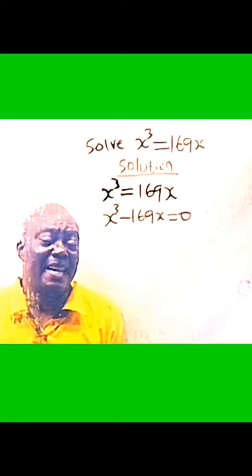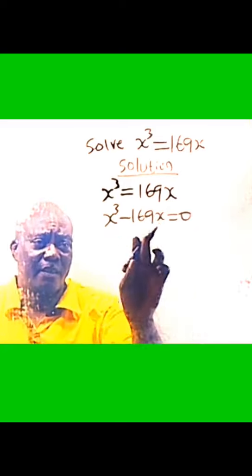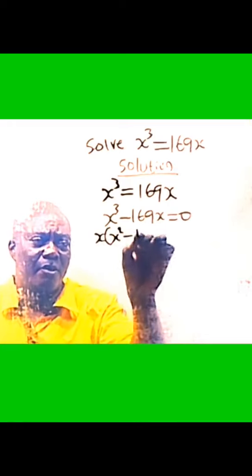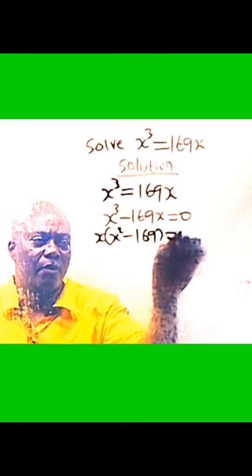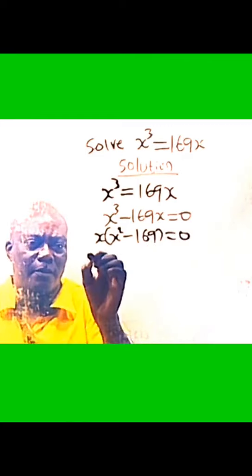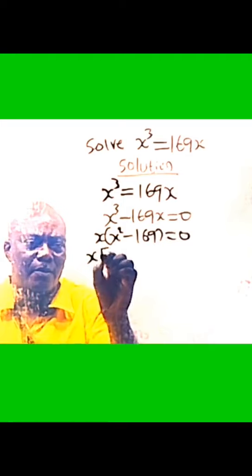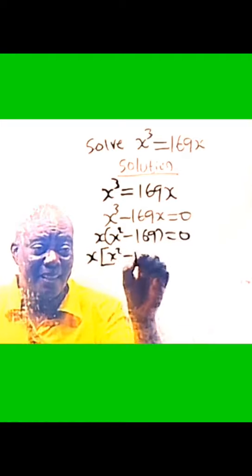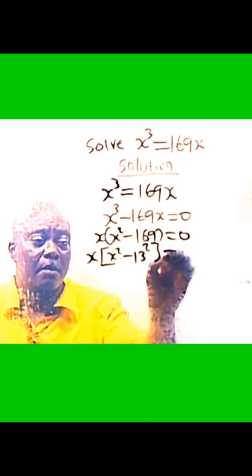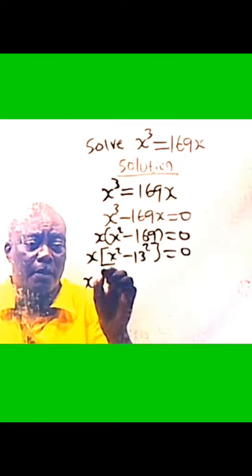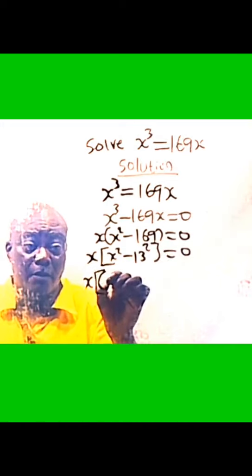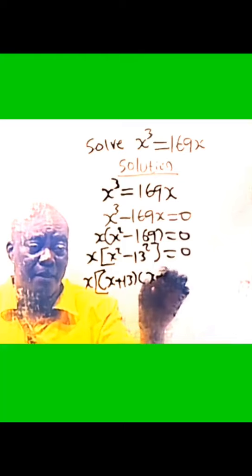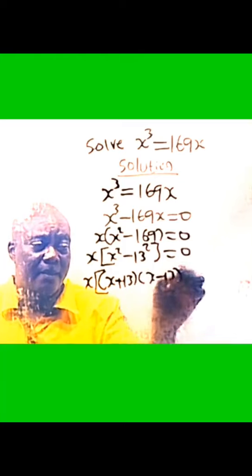So you observe that x here can be factorized, so you factor out x. So you have x squared minus 169 equals 0. So let's continue. This will become x into x squared minus 169. You can break it as 13 squared equals 0. So x into this one, you can write it as x plus 13 multiplied by x minus 13 equals 0.